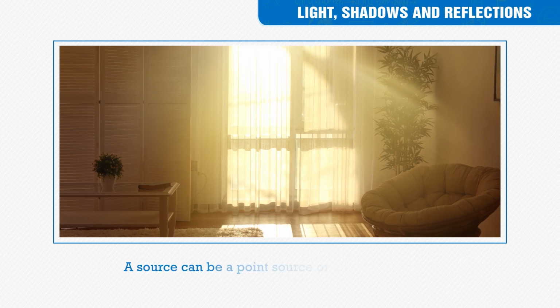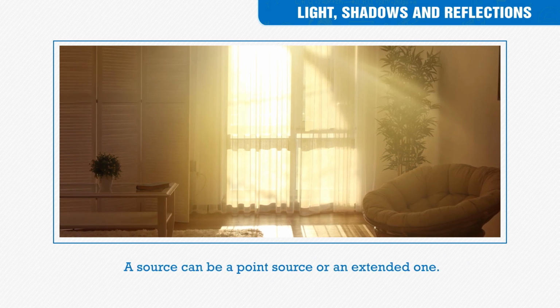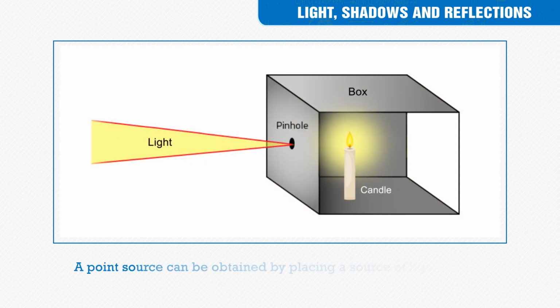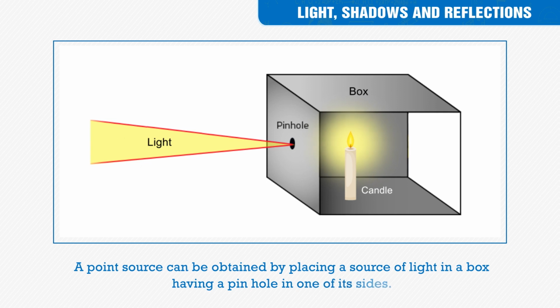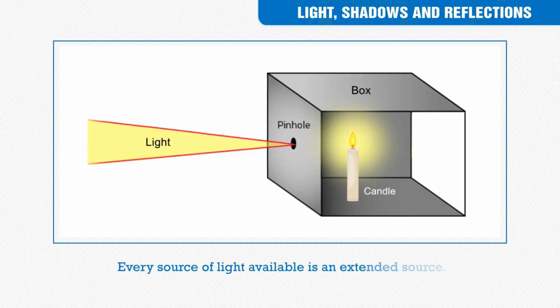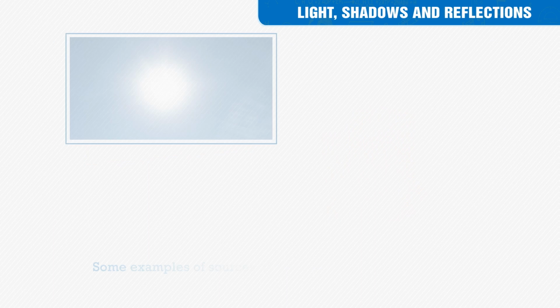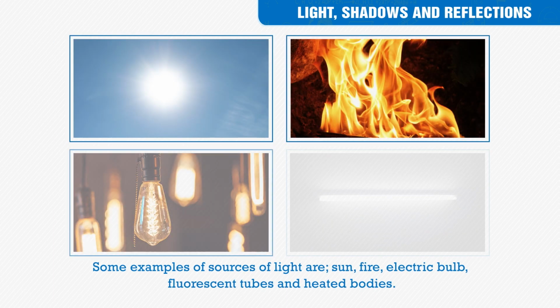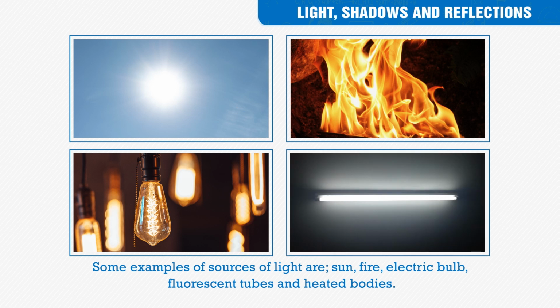A source can be a point source or an extended one. A point source can be obtained by placing a source of light in a box having a pinhole in one of its sides. Every source of light available is an extended source. Some examples of sources of light are sun, fire, electric bulb, fluorescent tubes, and heated bodies.